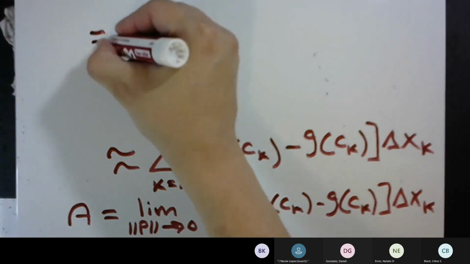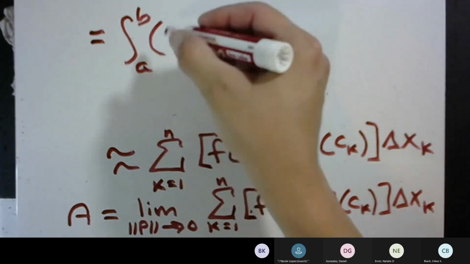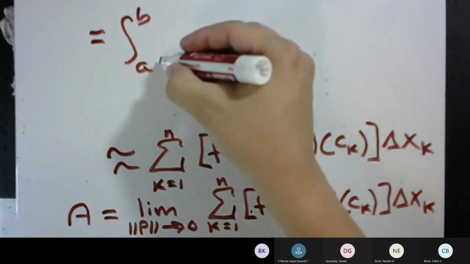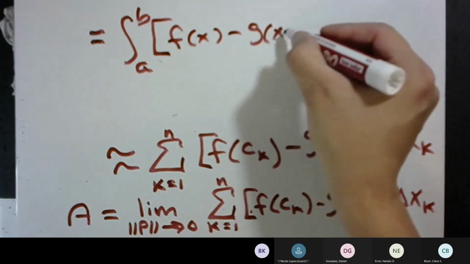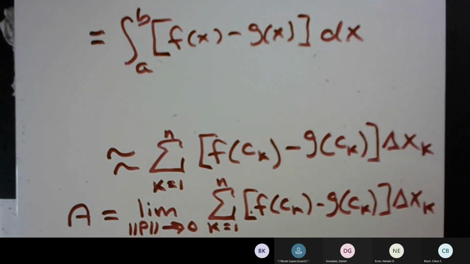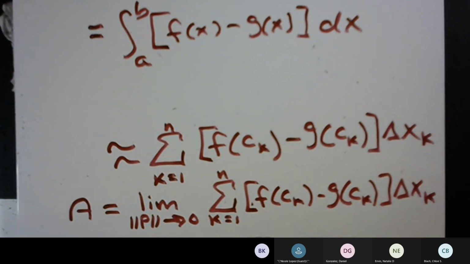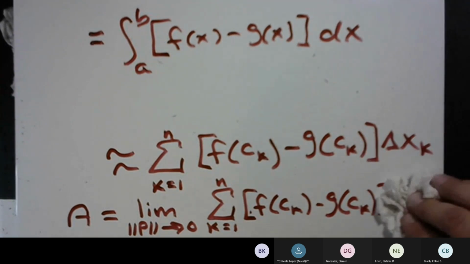And so to find the area between two curves, it's going to be the integral from a to b of f of x minus g of x dx. So questions about that? All right.